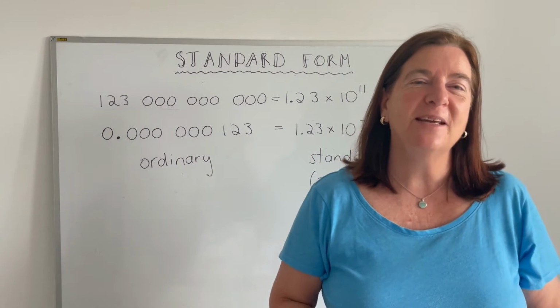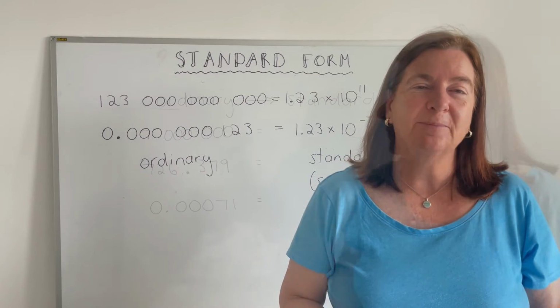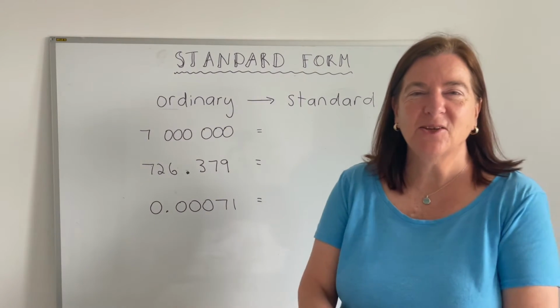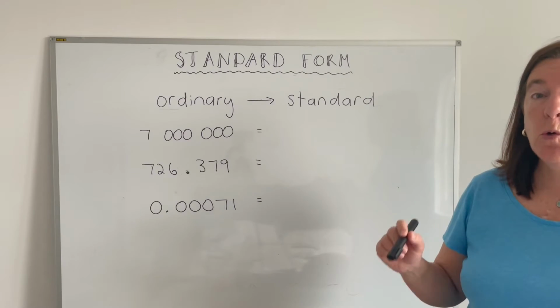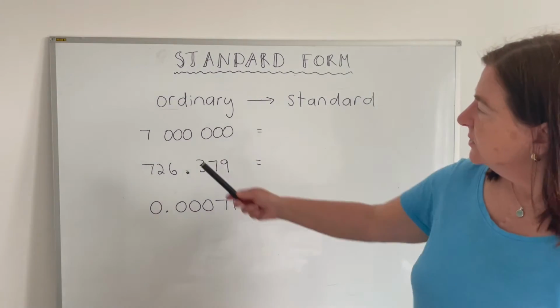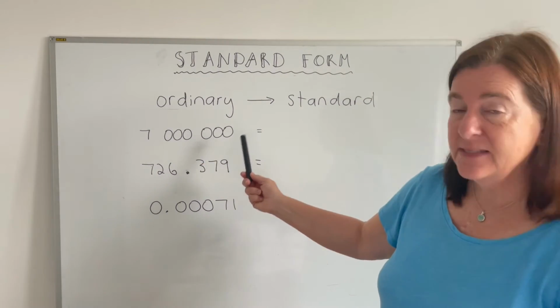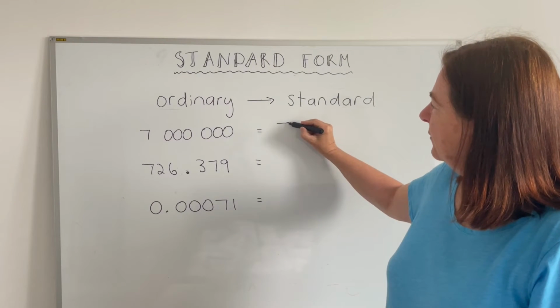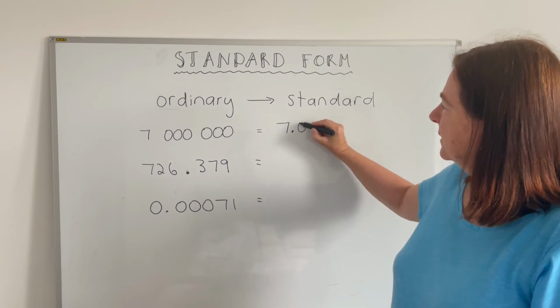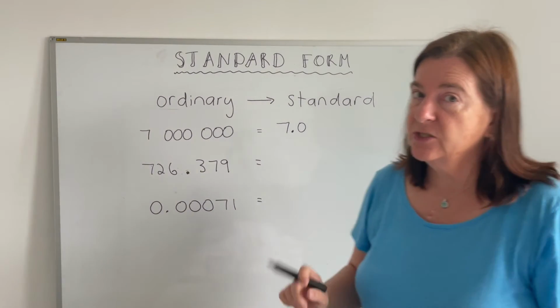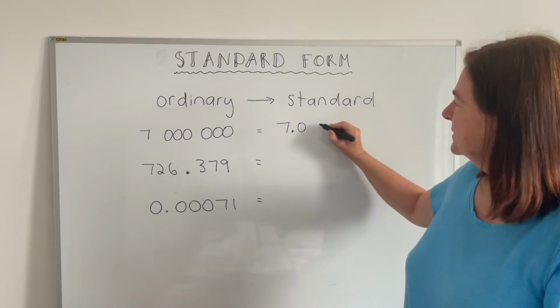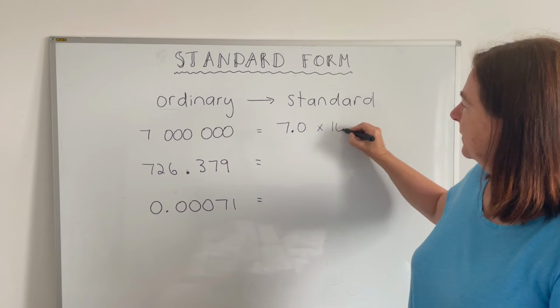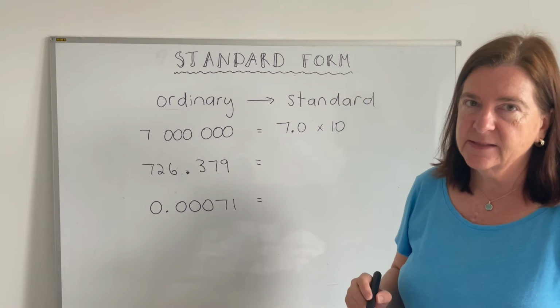Okay, now let's look at a few specific examples. Okay, so let's look at some examples now. We're going to convert these numbers from ordinary form to standard form. So if we look at the first one, that is the number 7 million. Now, if I want that into standard form, immediately we remember that the decimal goes after the first digit. So it's going to be 7.0 and it's going to be multiplied by 10. And we need to work out what the index is.